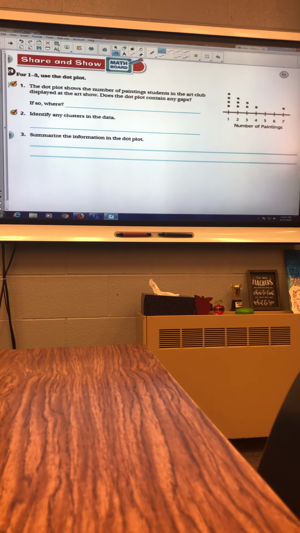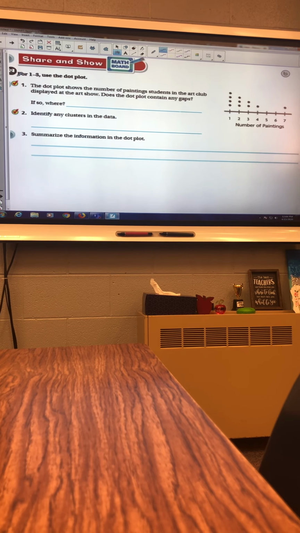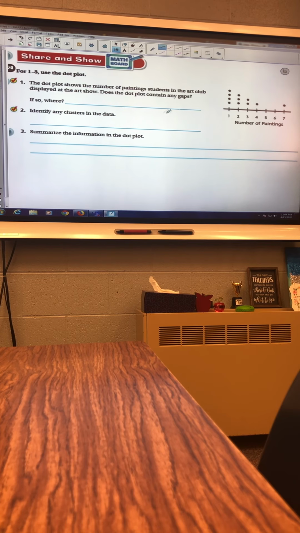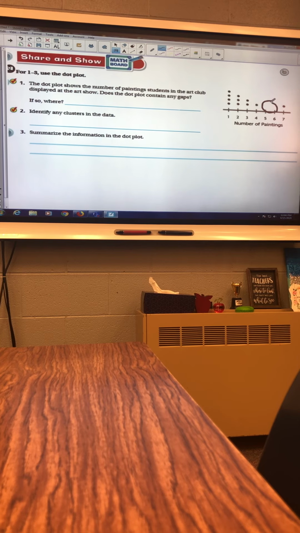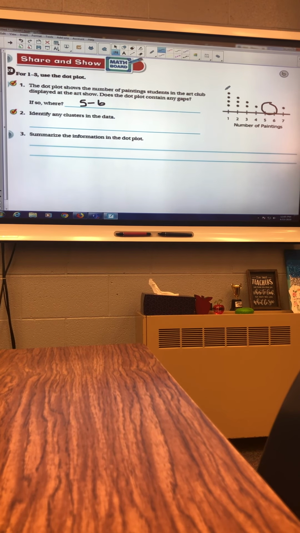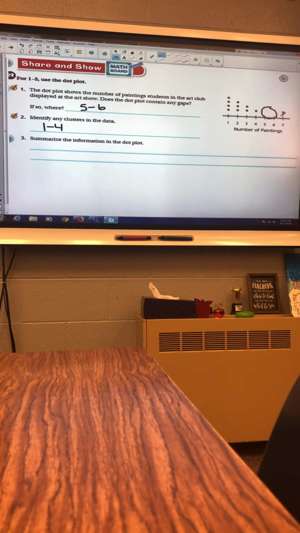All right, so if we look at your share and show, it says the dot plot shows the number of paintings students in the art club displayed at the art show. Use the dot plot. Does the dot plot contain any gaps? It does, because our data set goes from 1 to 7. And we have a gap from 5 to 6, where more than one interval is not shown. And then it says identify any clusters. Well, 1 to 4 is a cluster. 7 would not be considered a cluster because there's only one point of data there.